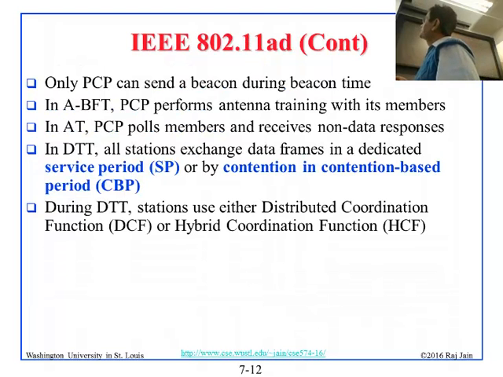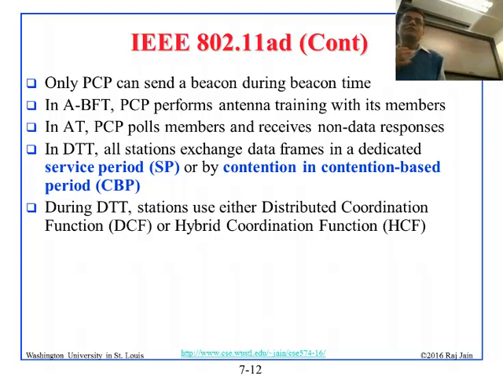So only the PCP can send a beacon during the beacon time. You cannot have multiple beacons, otherwise it will be confusing. You can have multiple networks in the same area and they will have their own beacons, but one PCP each. In the associative beamforming time, the PCP performs antenna training with its members.